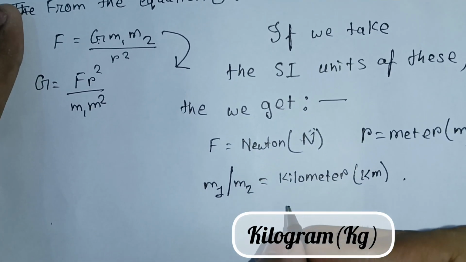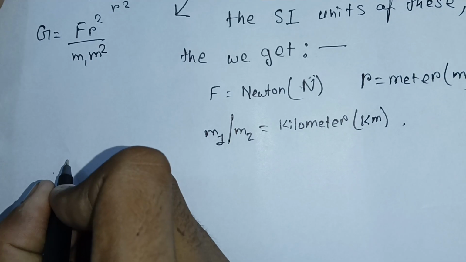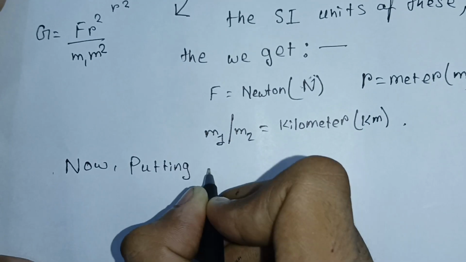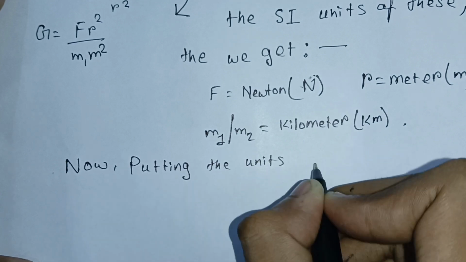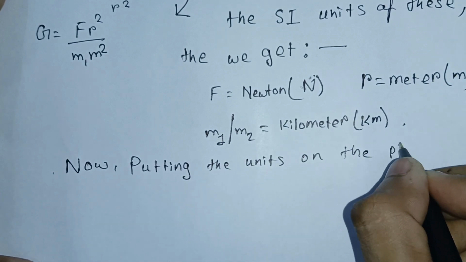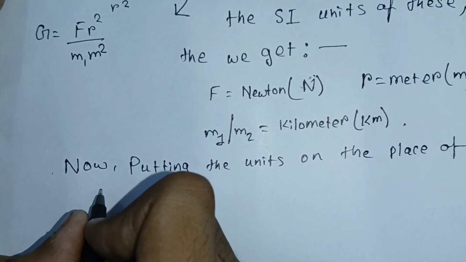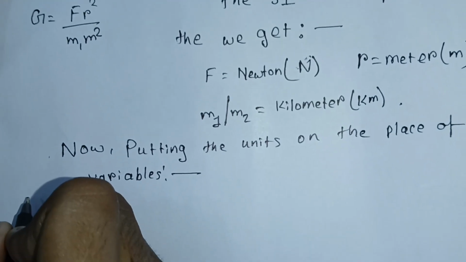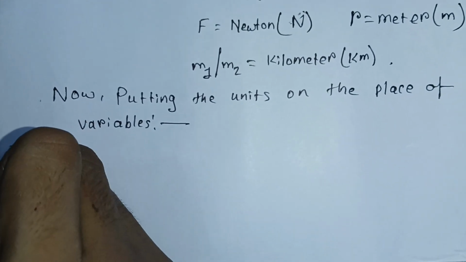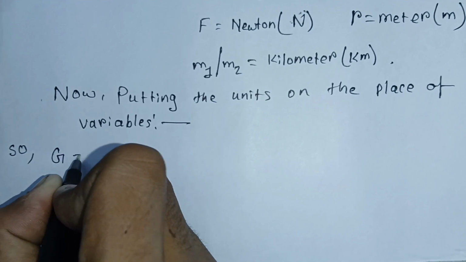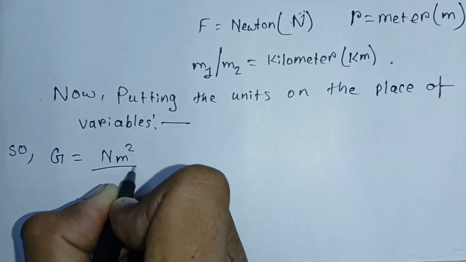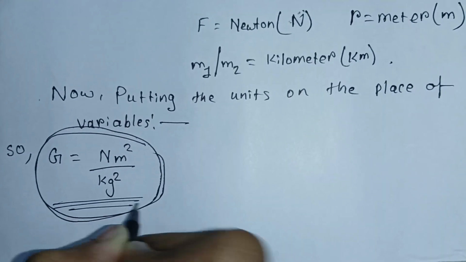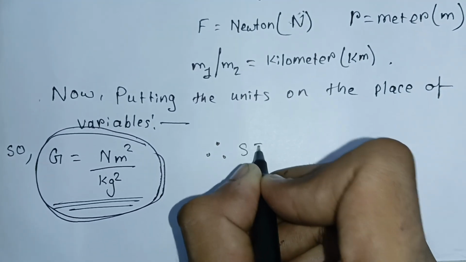Okay, so now putting the units in place of variables. Very simple. We will just put Newton in the place of F, meter in the place of r. So G equals N m square by kilogram square. So this is the SI unit of gravity constant.